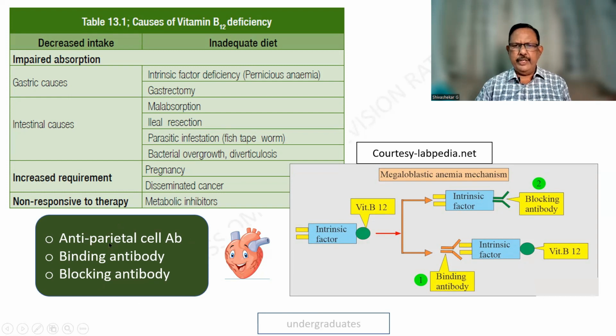Antibodies we shall be mentioning. So this is the absorption. There is the intrinsic factor. This can be blocked by means of the blocking antibody. And then there is a binding antibody which prevents the binding to the receptor.